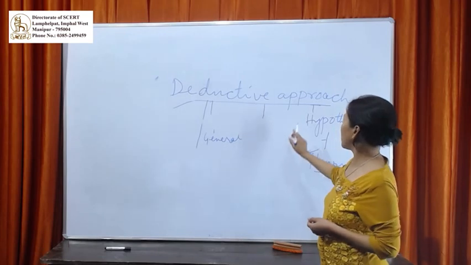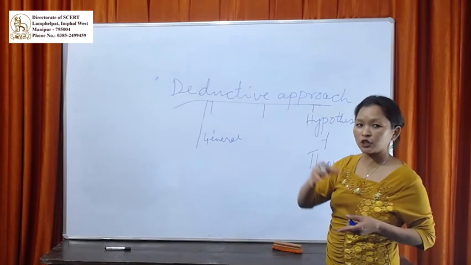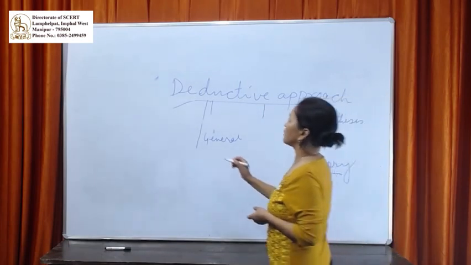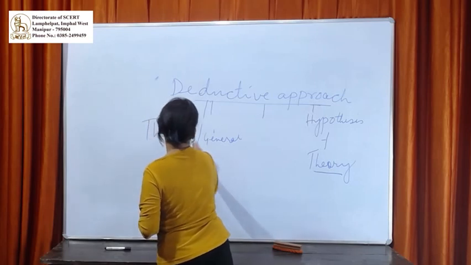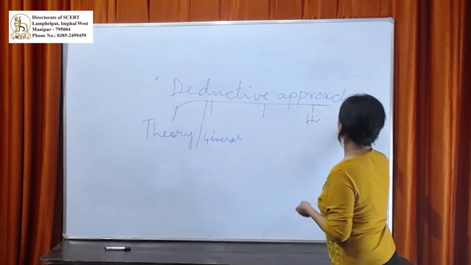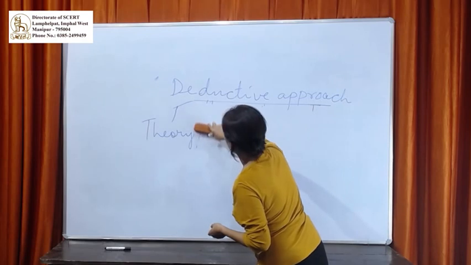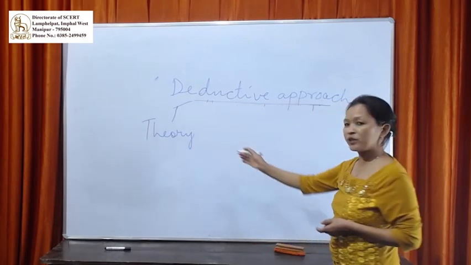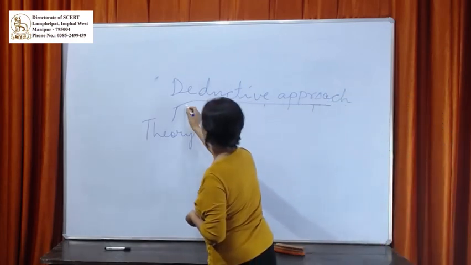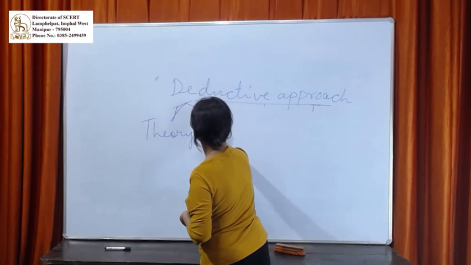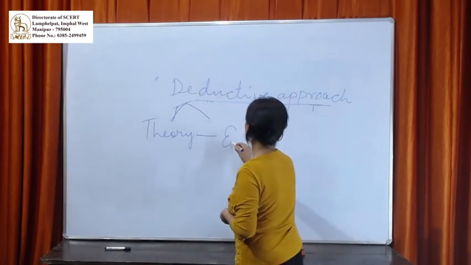Inductive would be the opposite of deductive. Deductive would be the opposite of inductive. So we start with theory. We will start with theory. From theory, we're going to give examples.